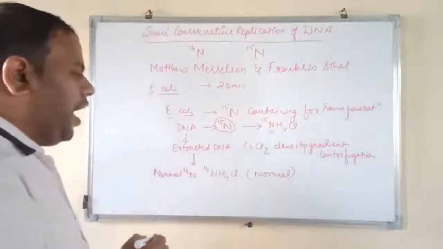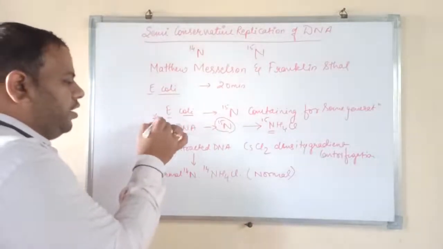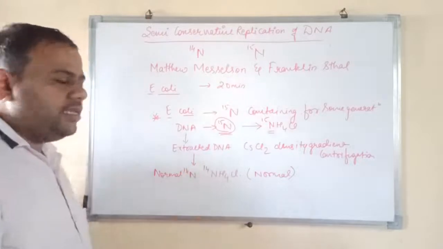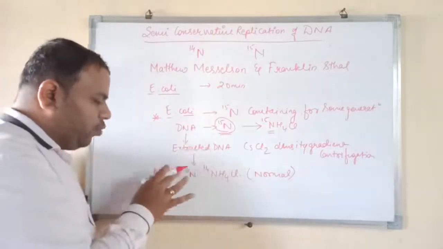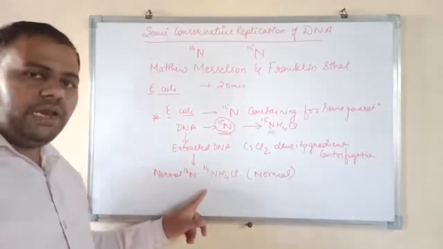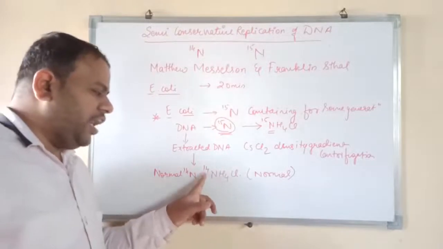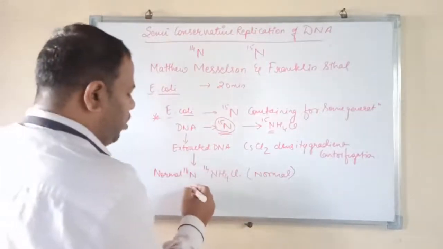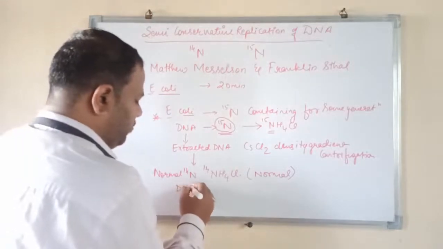Due to this, this E. coli had the entire set of N15 DNA. Now when they grew the E. coli in the normal nitrogen source medium, that is the N14 nitrogen ammonium chloride, the DNA got synthesized using this.